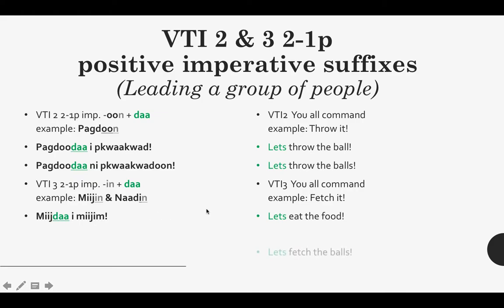Next translation. We're going to switch it up a bit to let's fetch the balls. So for this one here, we're just going to replace that N sound, that's gray, with our suffix da. So I'll give you a few seconds to formulate your guess.